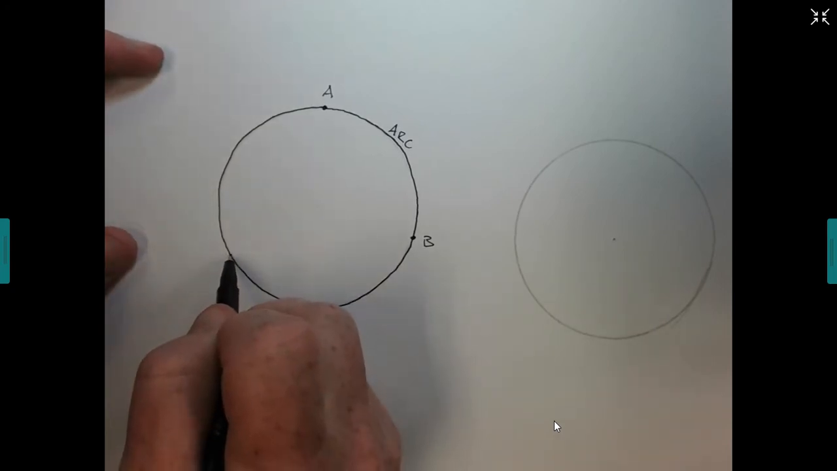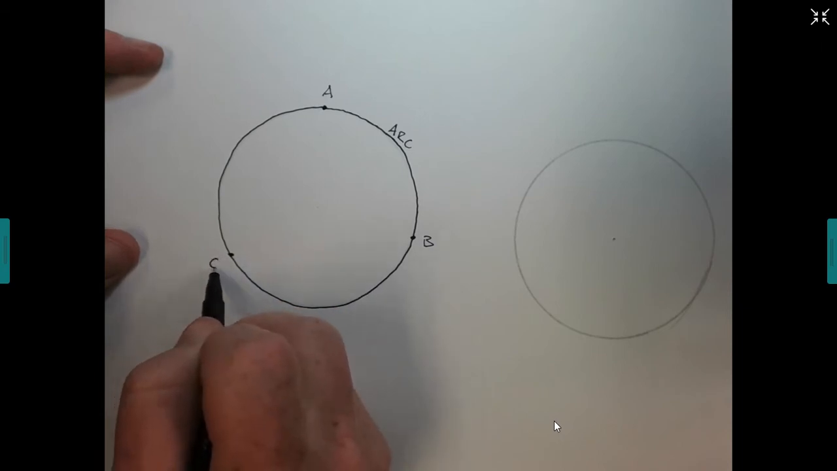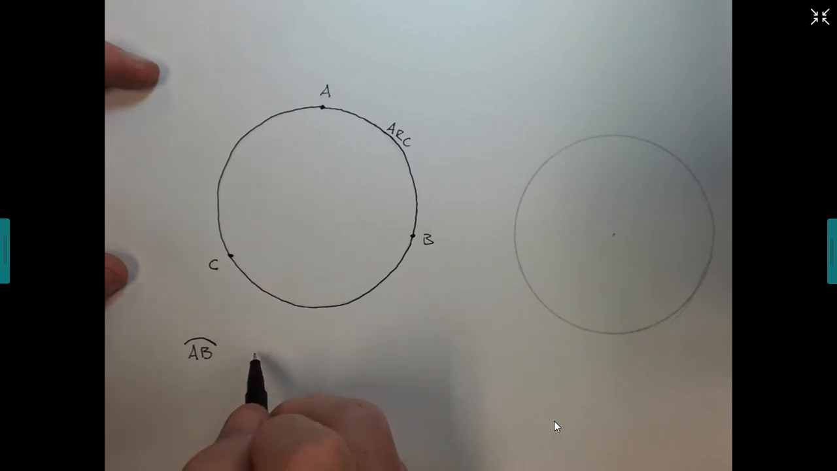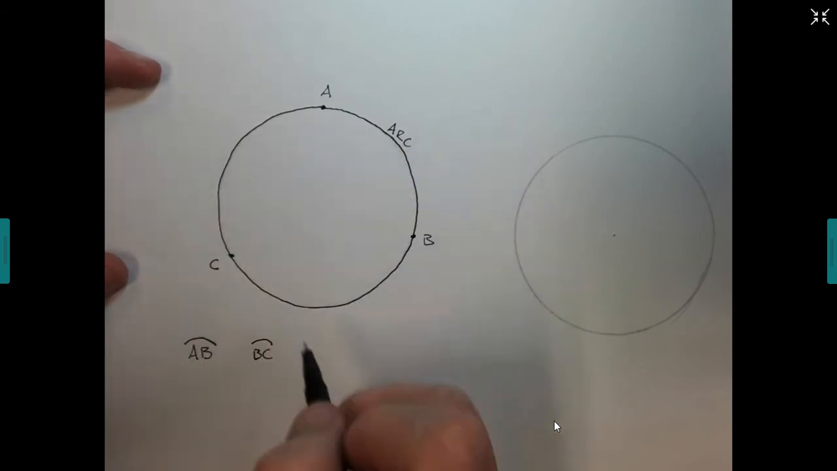If I put another point here, we have other arcs. Now we have arc BC or CB, it doesn't matter. And we have this arc here, maybe I'll call that arc CA.